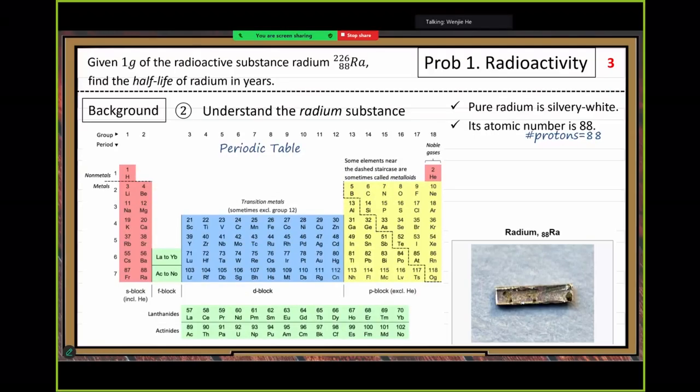This is the periodic table. Radium is here, 88 in this location. Then the neutrons: this 226 is the sum of the number of neutrons and the number of protons added together, that's the number 226.